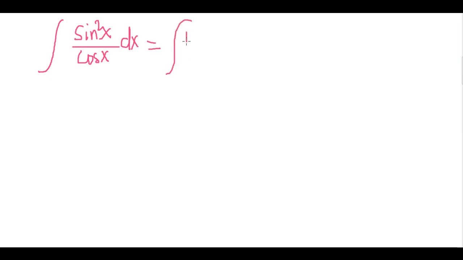In this video I'll be integrating a function which you can see on the screen, which is the integral of sine square x divided by cosine of x. So, let's get started. The first thing I can see here is that sine square x can be written as 1 minus cos square x. So this becomes the integral of 1 minus cos square x divided by cos x dx.